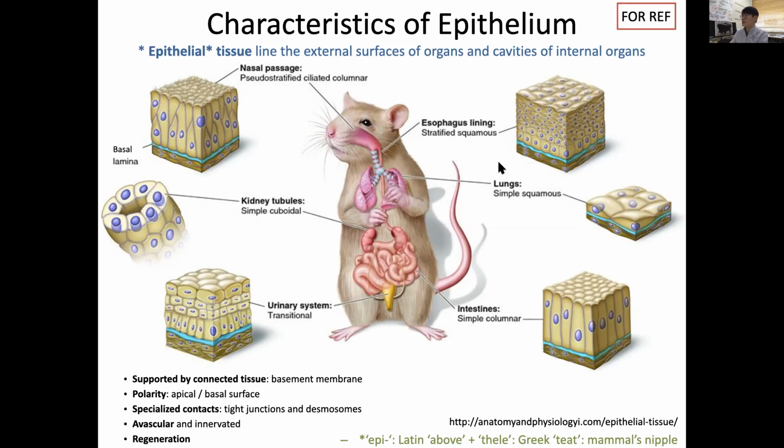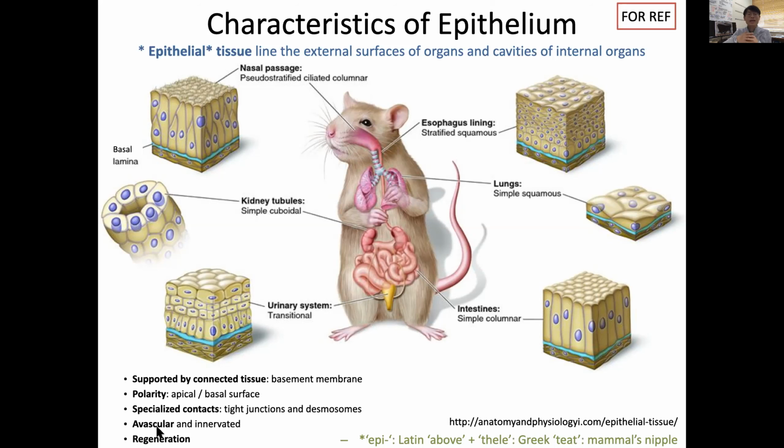Another aspect: can you see a blood vessel here? No. So it is very important that this epithelial tissue does not contain blood vessels. So we call it avascular. So why is epithelial tissue or epithelium important in medical aspects? Because, you know, over 85% of cancer deaths, cancers, arise from this epithelium.